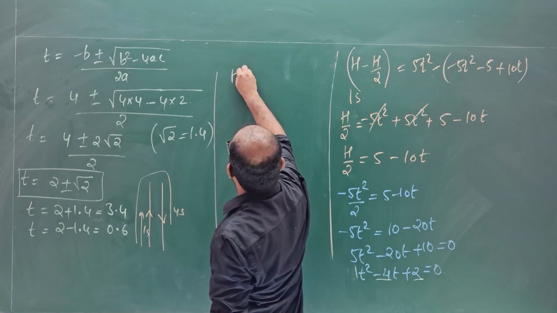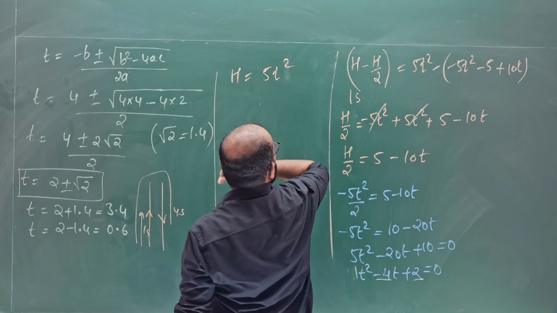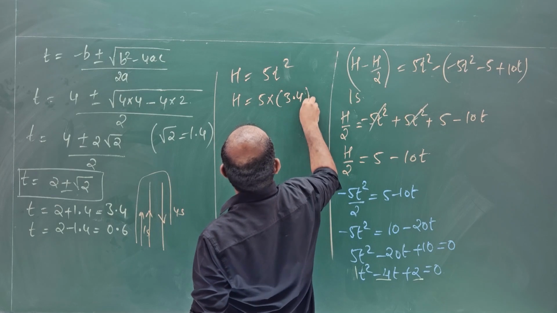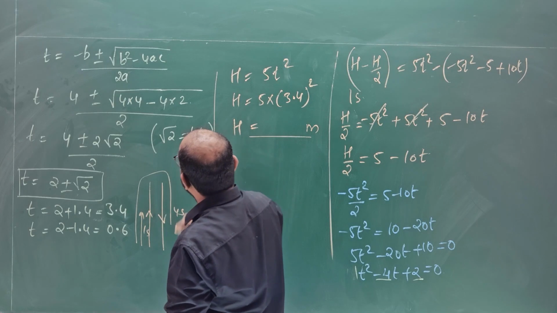Okay, substituting the value of t, that is 3.4 in the equation. In the equation, h kitna tha re? H is 5t square na. So 5t square, or h is equals to 5 into 3.4 square. Solve that, you will get the answer. Okay.